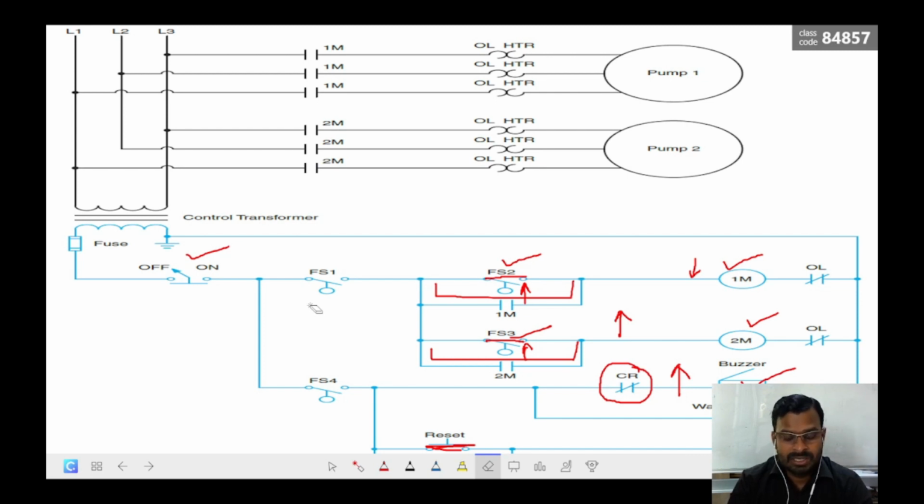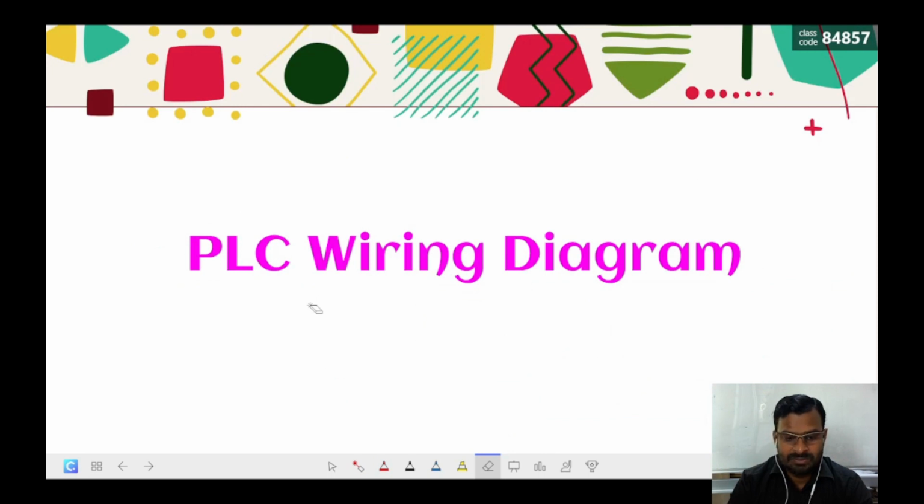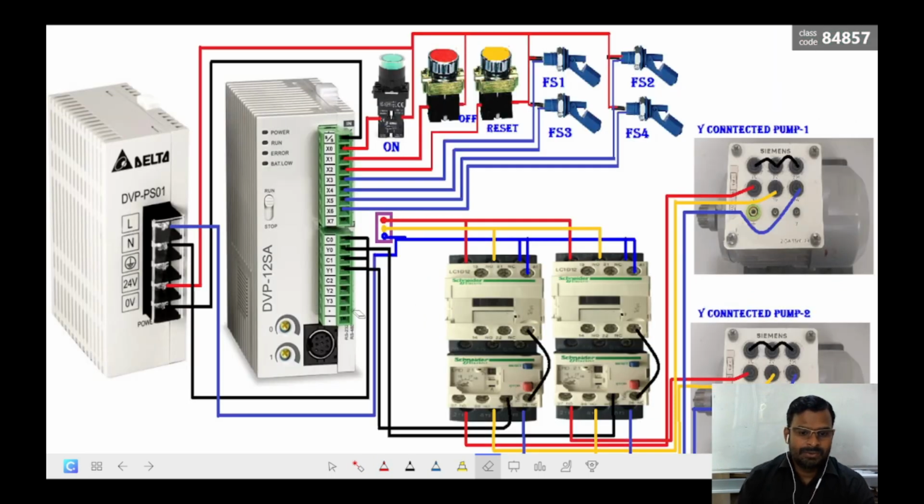So let us see how the wiring diagram is done for this in the PLC. So we have here the Delta PLC, and I have the input switches here. I have an ON push button and an OFF push button to turn on and turn off the machine or the process, and I have a reset button to reset the buzzer, and as per the requirement we have 4 float switches for different levels. And on the output side we have 2 contactors with overload relays to control or to power the two pumps.